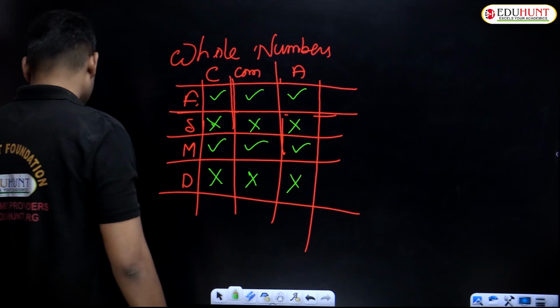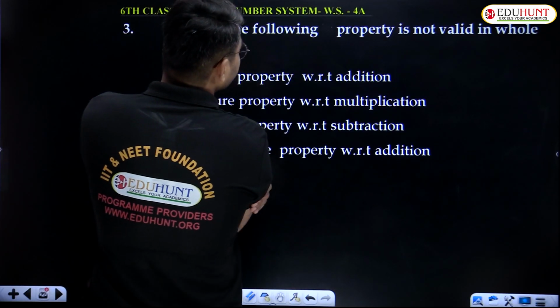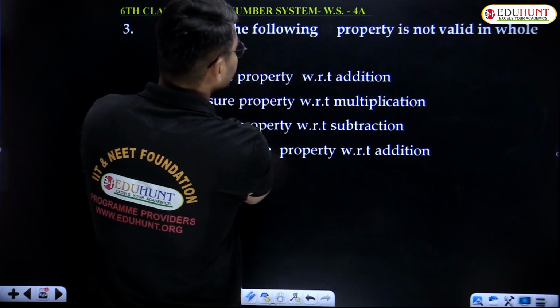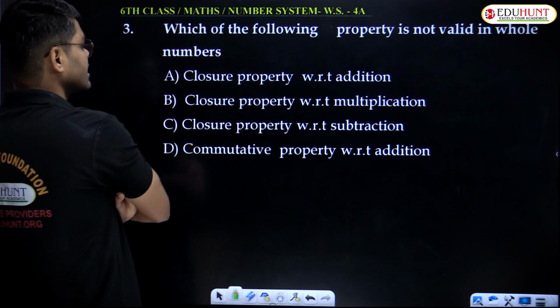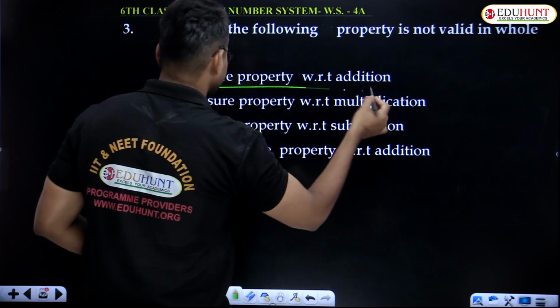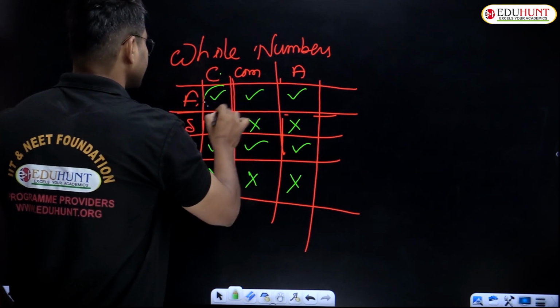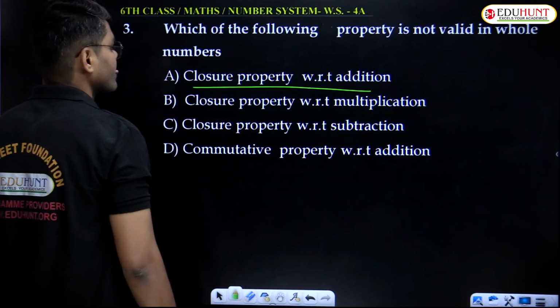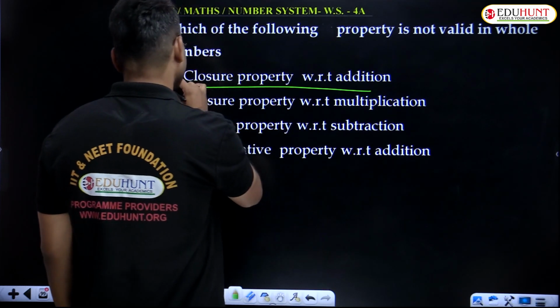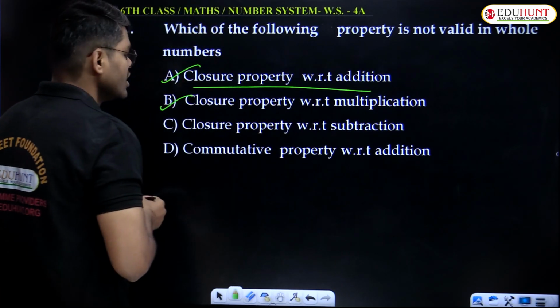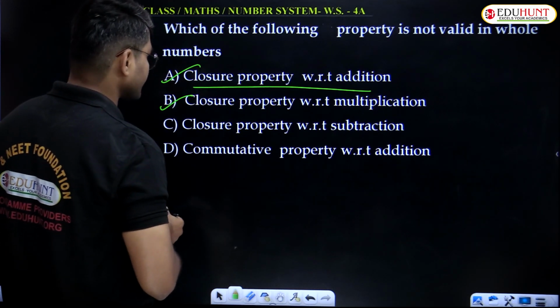So now see the question. Which of the following properties is not valid in whole numbers? First, see, closure property with respect to addition. Closure property, yes, it is possible. Next, closure property with respect to multiplication is possible. Closure property with respect to subtraction.